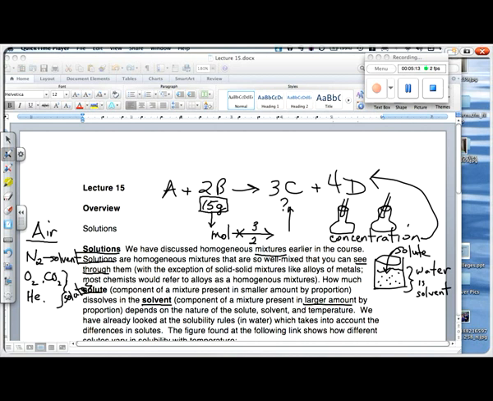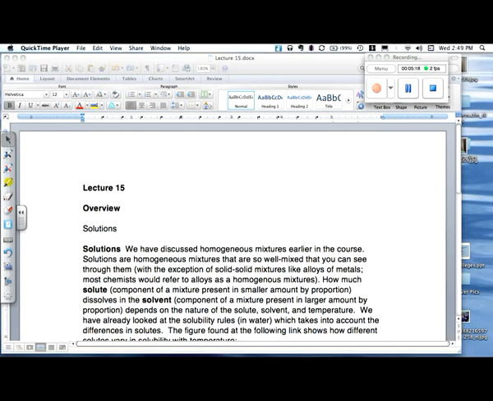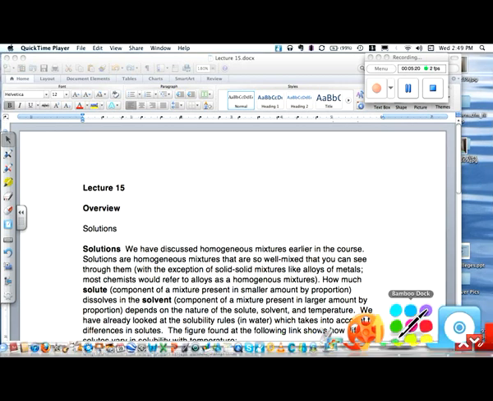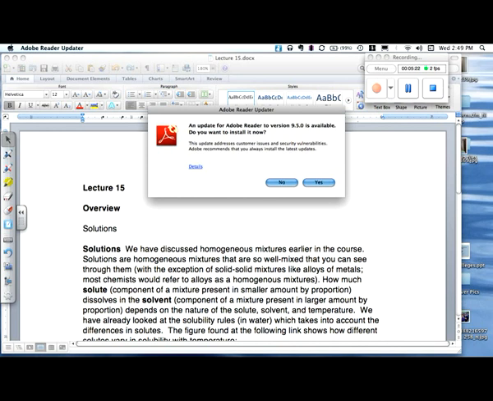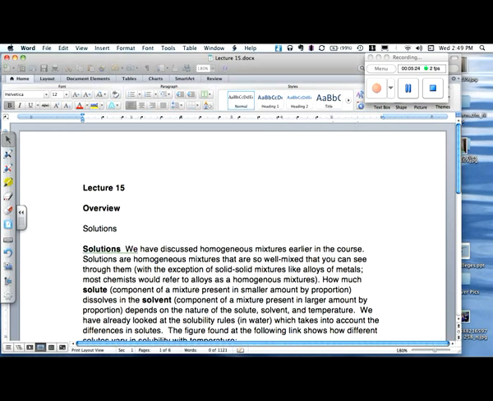All right, I'm going to scroll and get rid of the pesky Adobe Updater down here at the bottom because it's driving me crazy. All right.